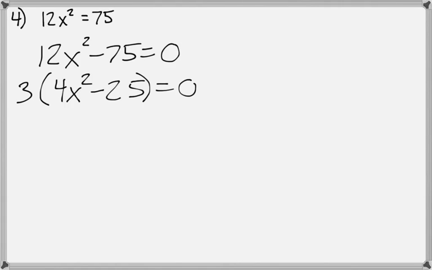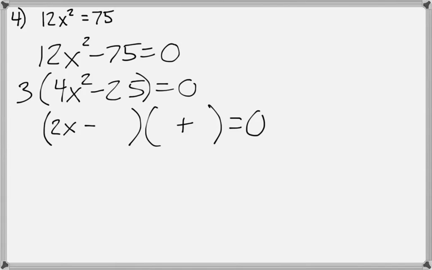And then the 4x squared minus 25, this is a difference in two squares. So I can put my two parentheses with a minus and a plus. And in the first two blanks, what times itself gives you 4x squared? That would be 2x. And then in the second two blanks, what times itself gives you 25? And that would be 5. And I still have the 3.